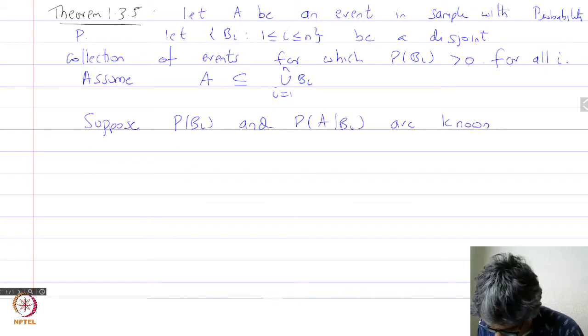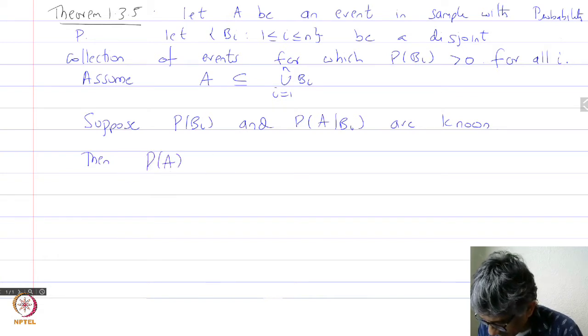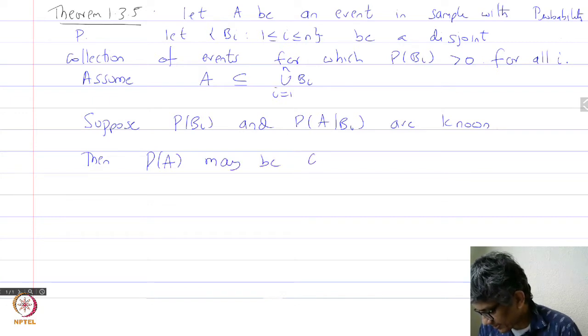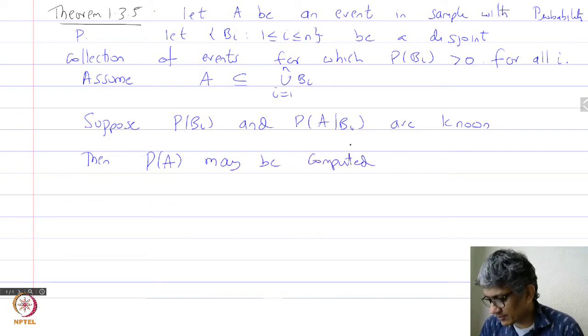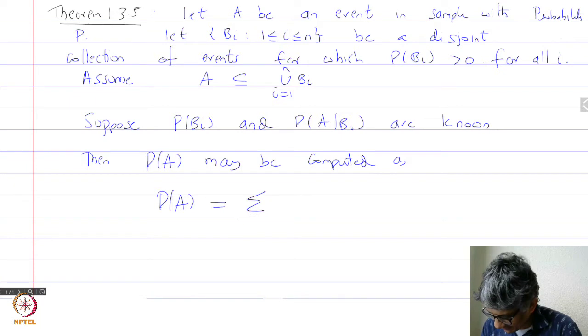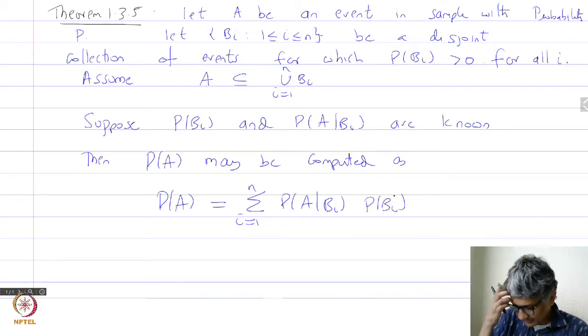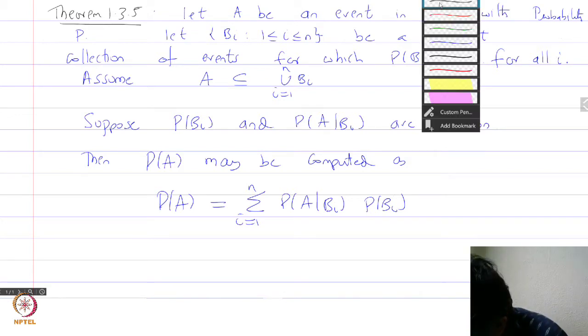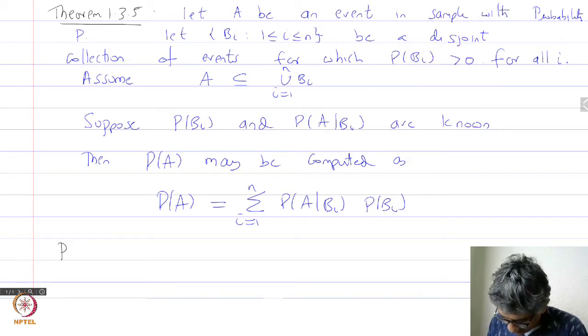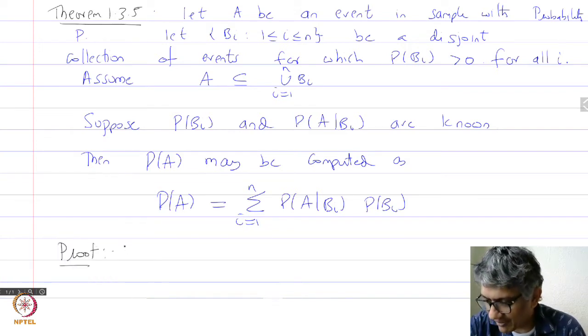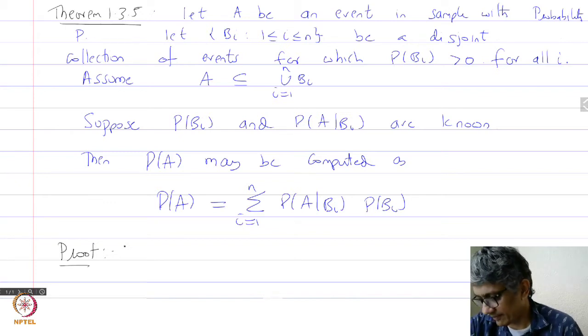Once you know this, then there's a nice way, this is going the reverse way. So then the probability of A may be computed using these two conditional probabilities. So the probability of A is the same as the sum from i equal to 1 to n of the probability of A given B sub i times the probability of B sub i. So the idea is to go in reverse. Suppose I know the probability of the B sub i and the probability of A given B sub i. Can I compute the probability of A? So this is a reverse idea.